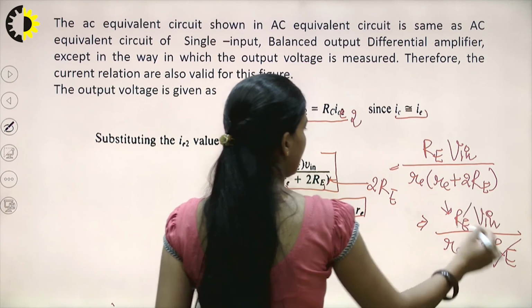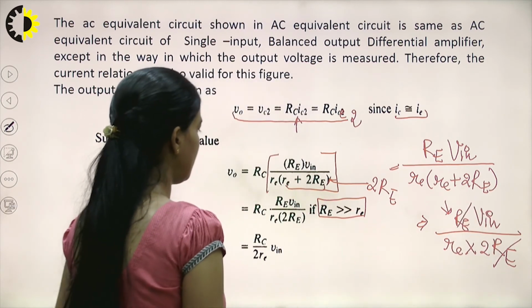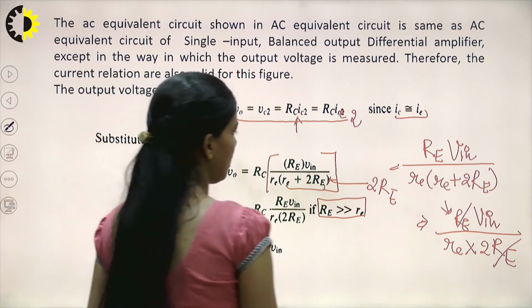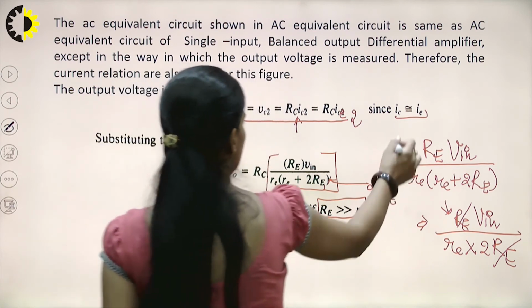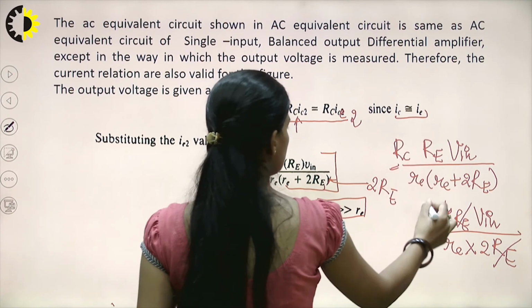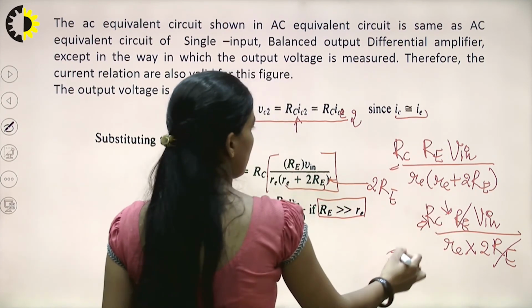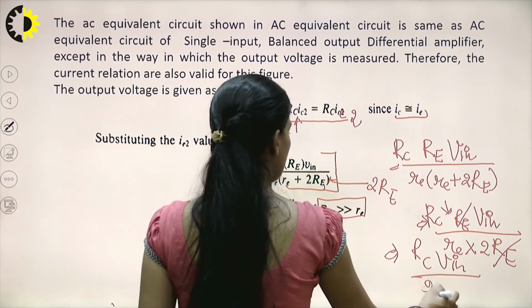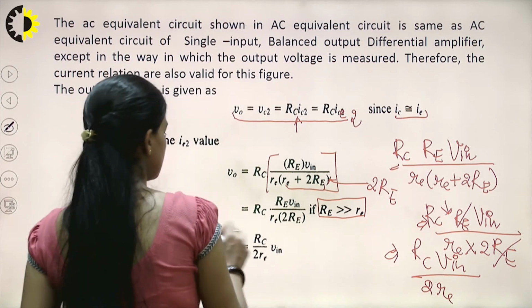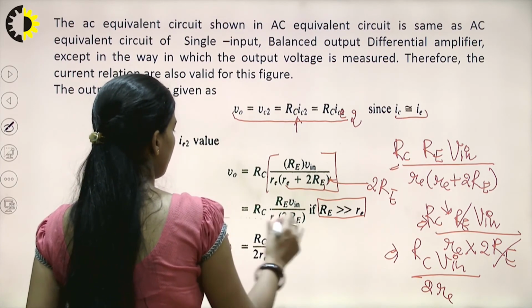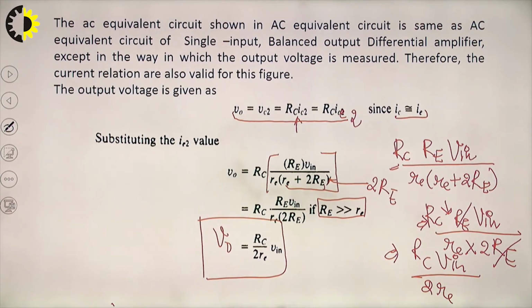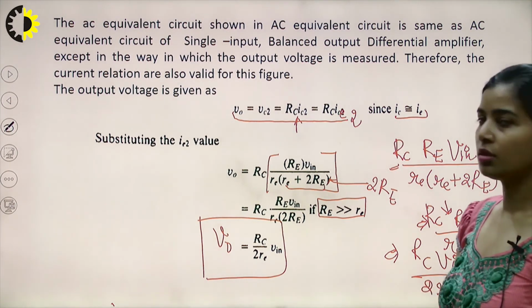So, this RE will get cancelled out and that will be reduced to an expression of RC. Here we have one more term of RC, so RC will also be there. What will be left is RC into Vin upon 2re. That expression is written here. The output voltage for single input unbalanced output configuration is RC upon 2re multiplied by the input voltage.